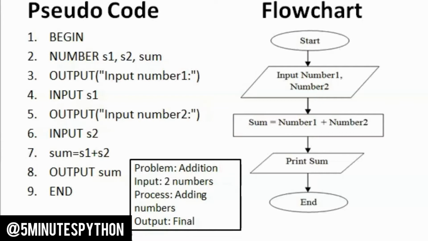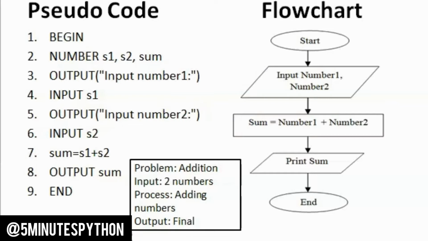For writing an algorithm, you need a problem, you need to get an input from the user, and you need to process the input and give the final output. The problem I have taken here is addition of two numbers. For input, I am getting two numbers from the user and I am processing it, that is adding two numbers, and I am going to display the final result as output.